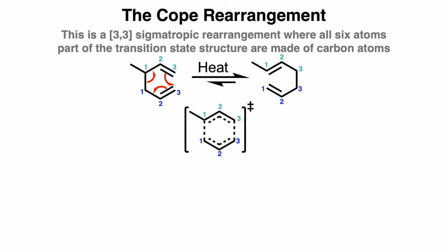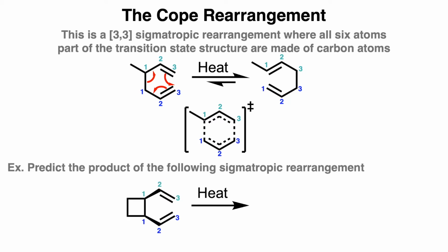The Cope rearrangement is a 3-3 sigmatropic rearrangement where all 6 atoms, part of the transition state structure, are made of carbon atoms. This equilibrium favors the right side because more substituted alkenes are more favorable and stable. In this following example, predict the product of the following reaction.